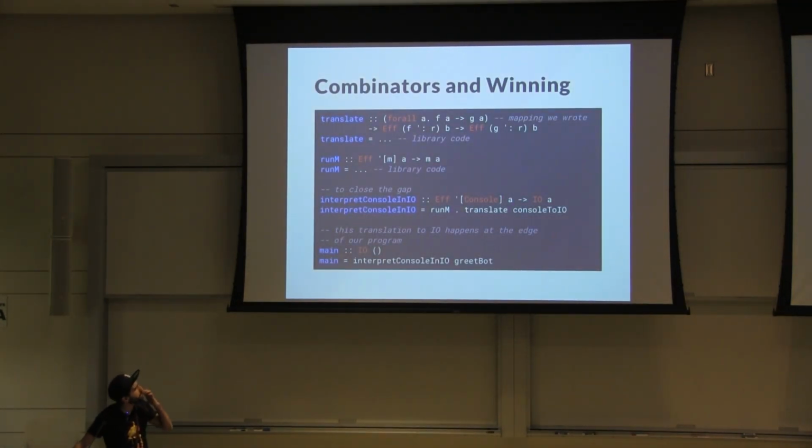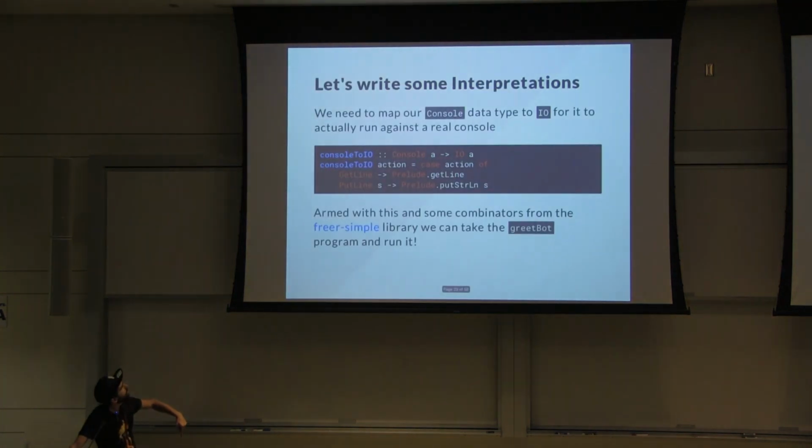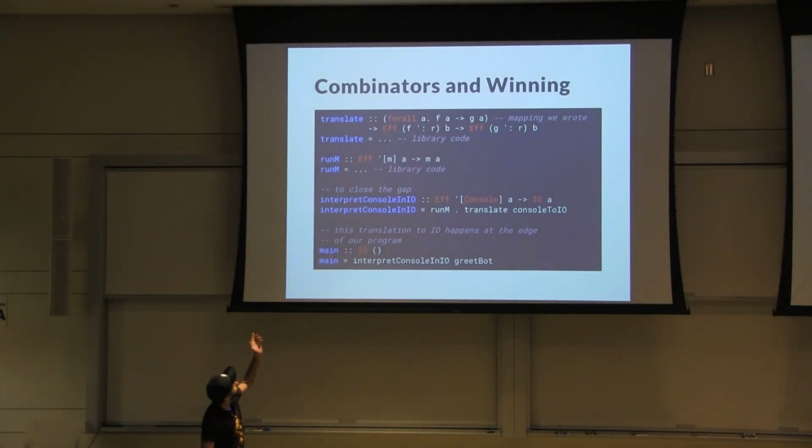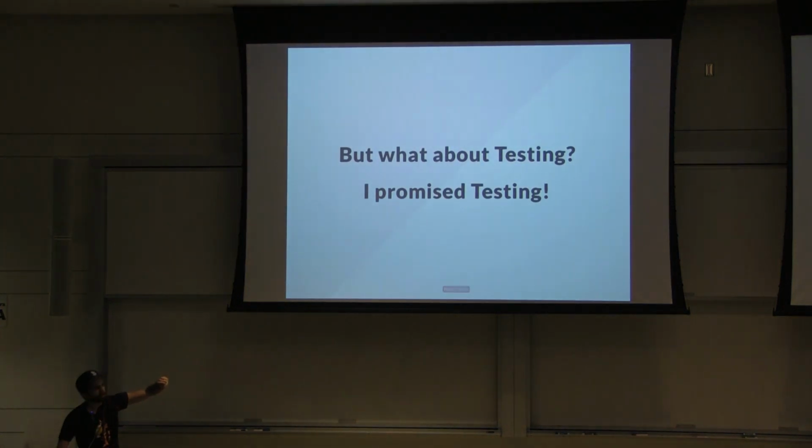So if we want to take that Console A to IO A that we wrote on this slide and actually operate on it in the Eff context, we use runM and translate together. I'll leave it to you guys to work out the types on that. But the idea is that we're translating Console to IO, and then we're going to discharge the Eff machinery. And then our main would look like that interpreter on the greetbot business logic. All right, so what about testing? I promised testing.